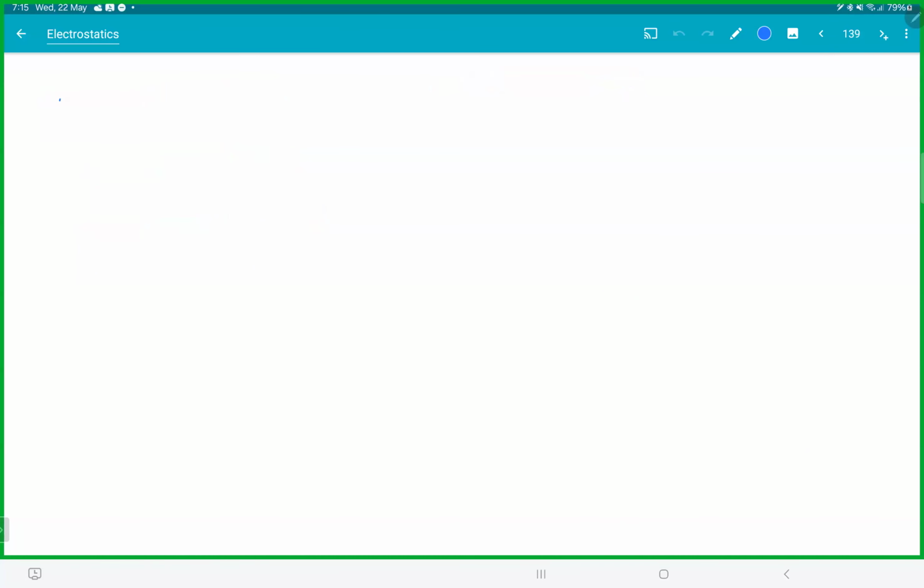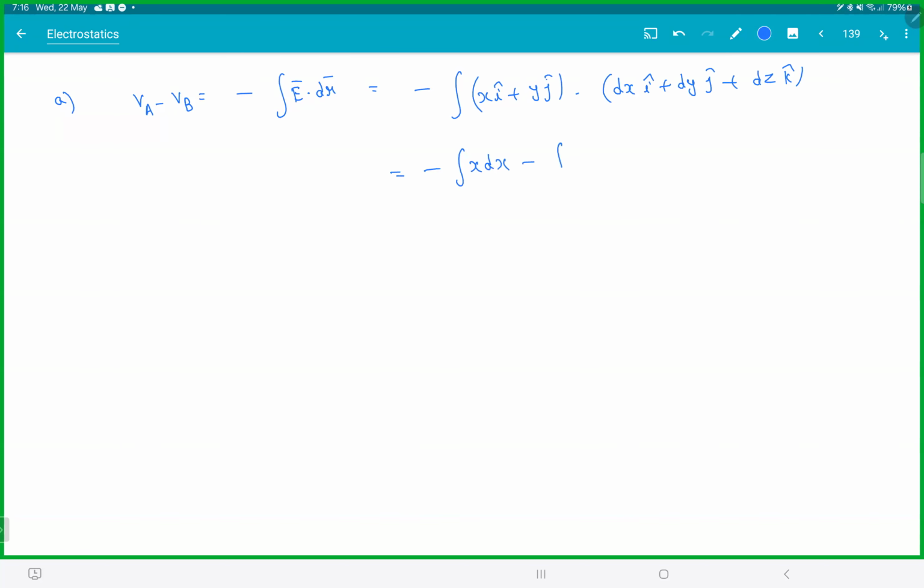So if you look at the formula here, VA minus VB is minus integral E dot dr bar. So the first one is x i cap plus y j cap, dot product dr bar, which is dx i cap plus dy j cap plus dz k cap. So minus integral x dx minus integral y dy. Remember, A is the upper limit.